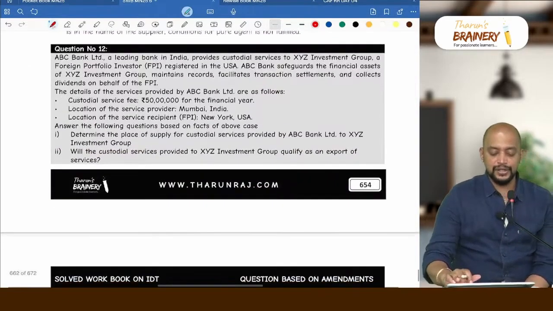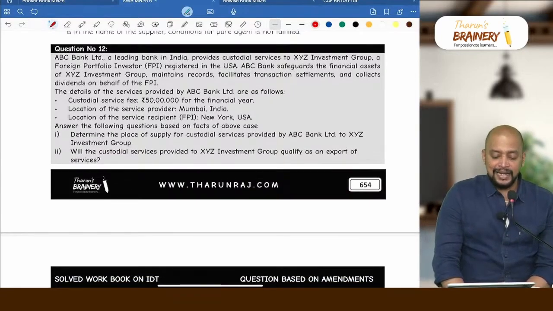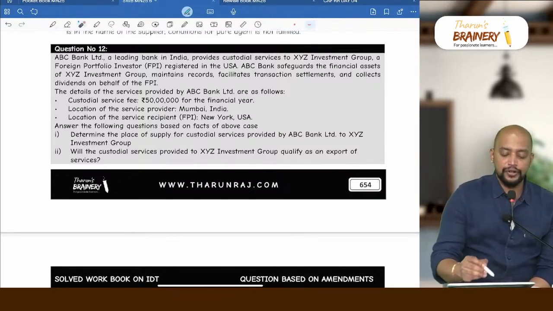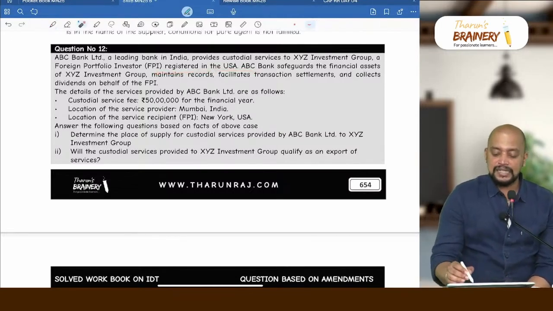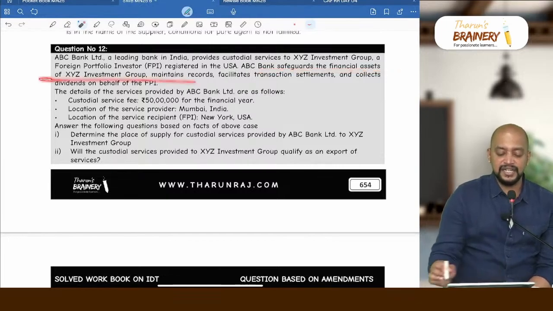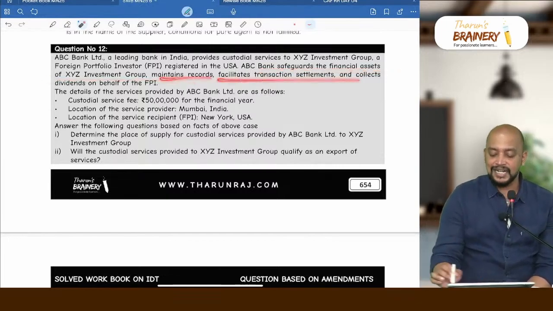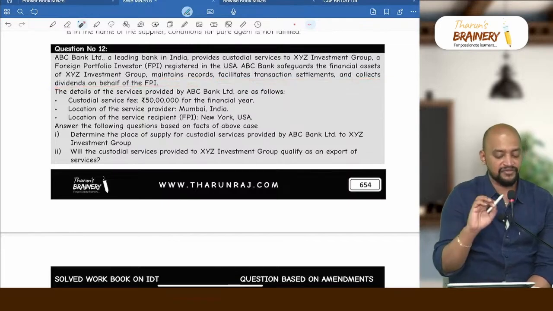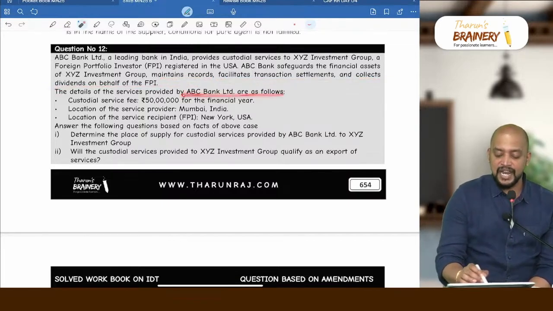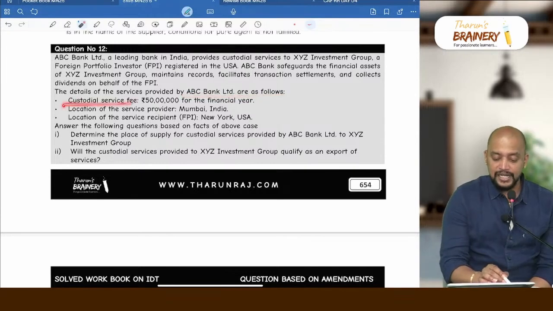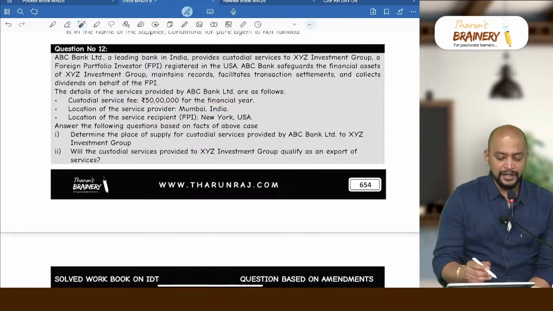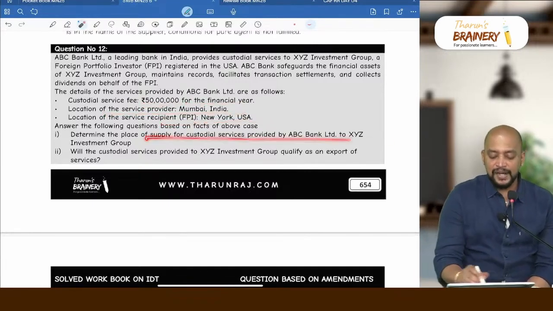Okay, one more question, question number 12. ABC Bank Limited, a leading bank in India, provides custodial services to XYZ Investment Group, a foreign portfolio investor registered in USA. ABC Bank safeguards the financial assets of XYZ Investment Group, maintains records, facilitates transaction settlements and collects dividends on behalf of the FPI. The details of the service provided by ABC Bank Limited are as follows. Custodial service fee, how much they are collecting? 50 lakhs for the financial year. Location of service provider Mumbai, location of recipient New York, USA. Determine the place of supply.